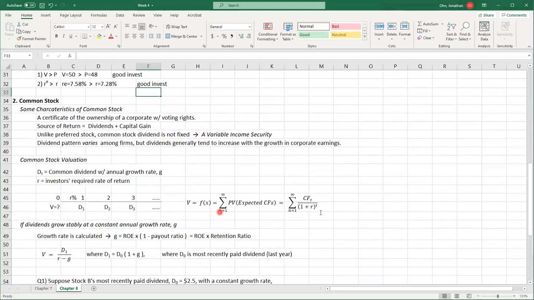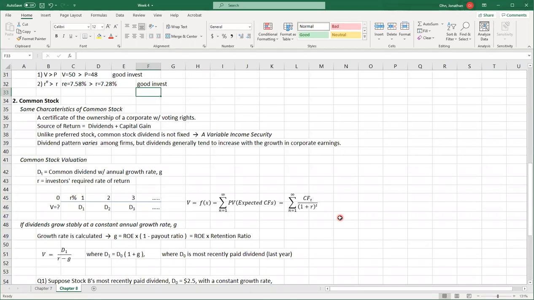Common stock. James, can you read these characteristics of common stock? Yeah, absolutely. Some characteristics of common stock: a certificate of ownership of a corporation with voting rights. Source of return equals the dividends plus the capital gain. Unlike preferred stock, common stock dividends are not fixed. It's a variable income security. And dividend patterns vary among firms, but dividends generally tend to increase with the growth of corporate earnings.